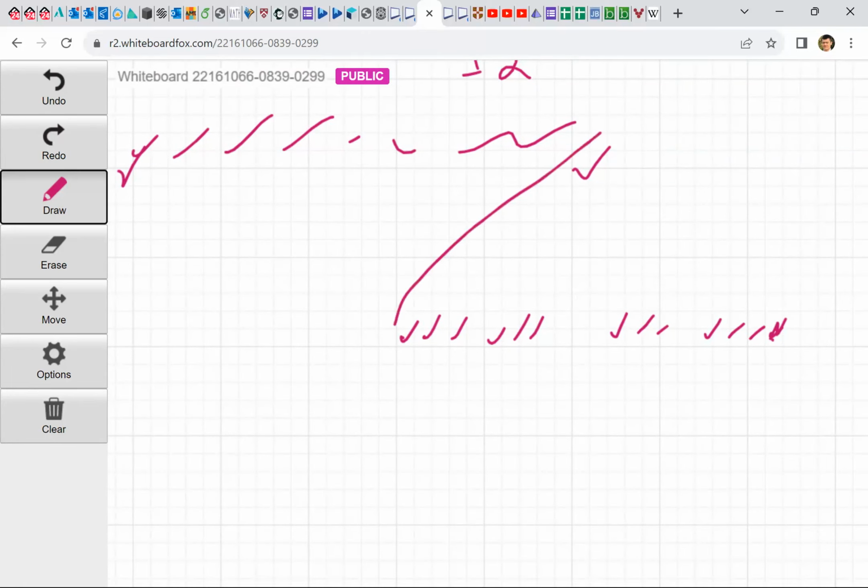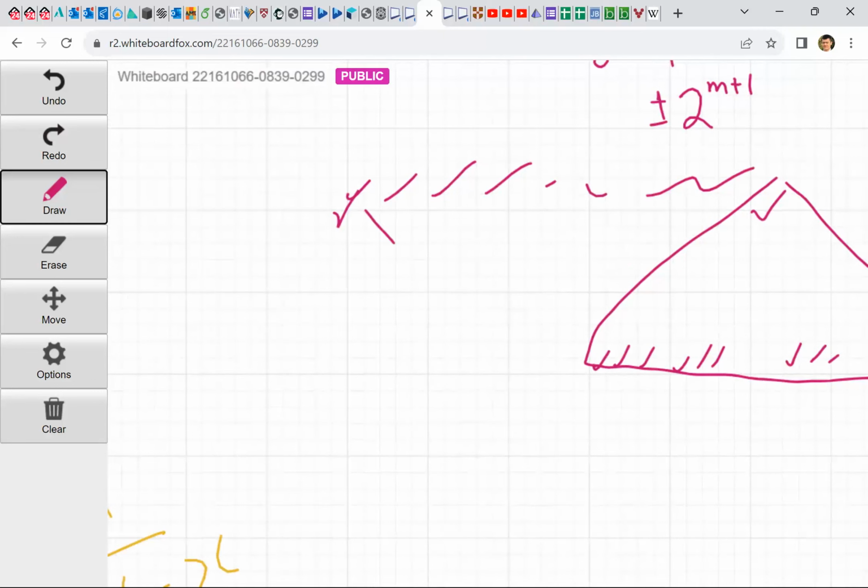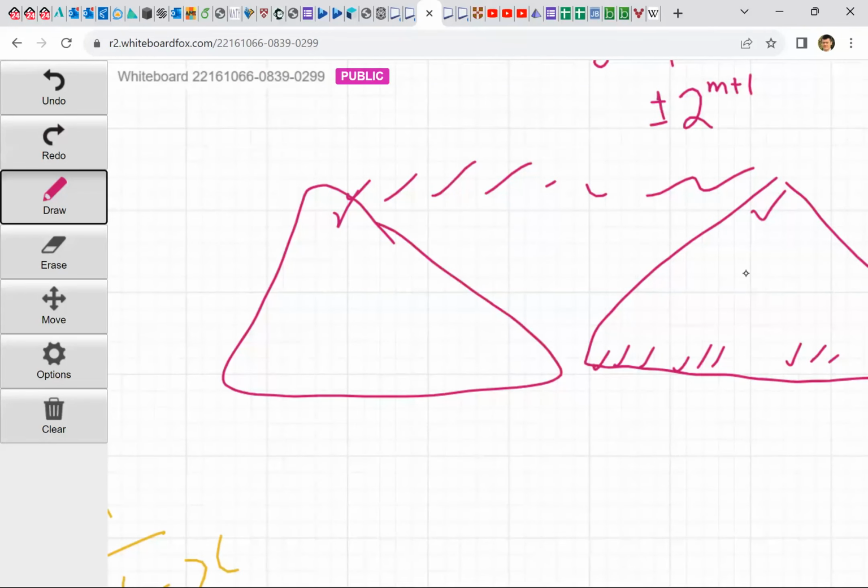So for that to basically work, you need to show that that cannot interact with that, right?